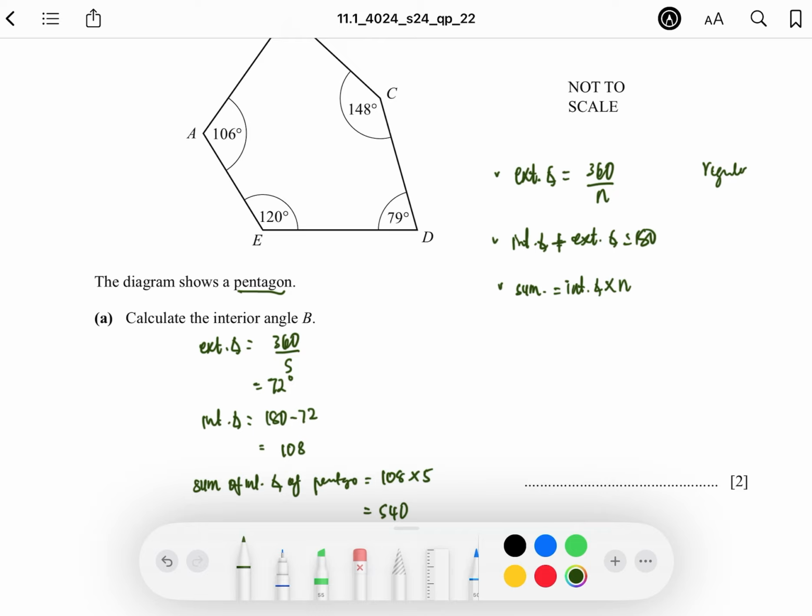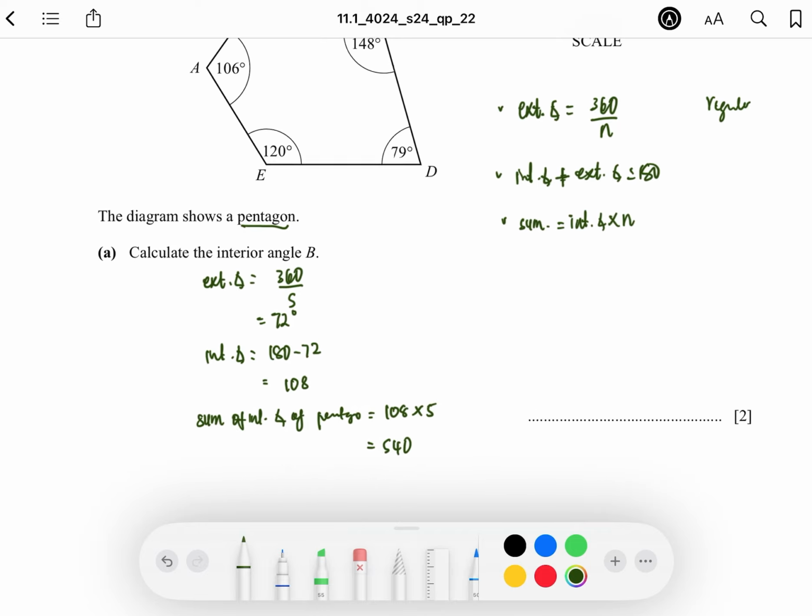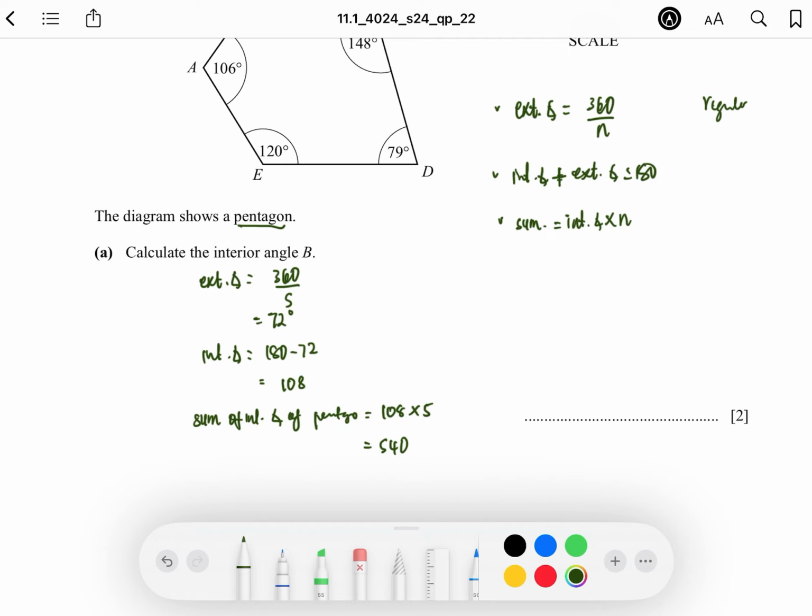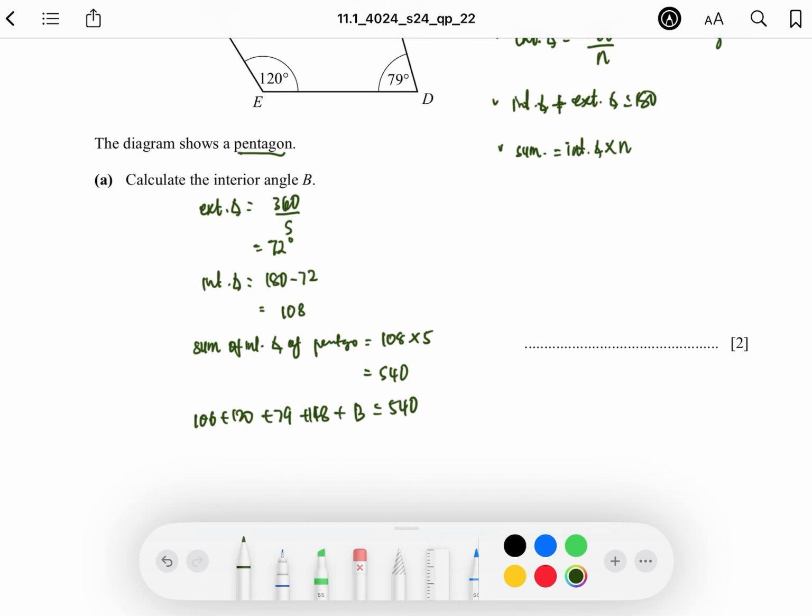unequal interior angles. But still, since we know the sum, for this particular pentagon, 106 plus 120 plus 79 plus 148 plus angle B is equal to 540. Simplify all that, so you get B is equal to 87. Okay.